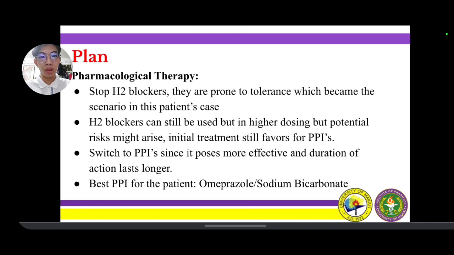For third, we need to switch the patient's treatment to proton pump inhibitors since they are more effective and their duration of action lasts longer. So the best choice of proton pump inhibitor for the patient is omeprazole and sodium bicarbonate, an addition therapy, wherein omeprazole is a proton pump inhibitor and sodium bicarbonate is an antacid.